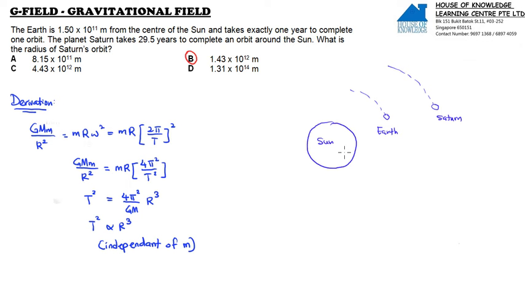Why do I know it's quite far? Because they said that the Earth rotating about the Sun in one revolution only takes 1 year, while the Saturn takes 29.5 years. So it should be very, very far from the Sun compared to the Earth. So they ask, what is the radius of the Saturn? What is the radius from the center to here?